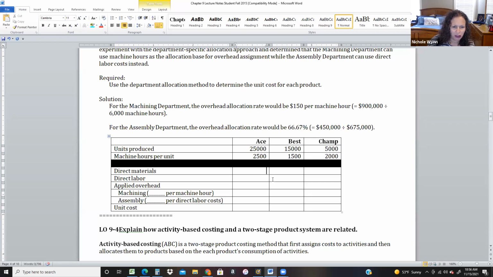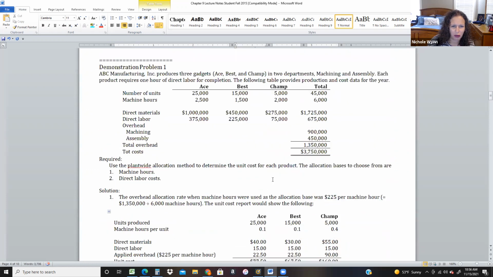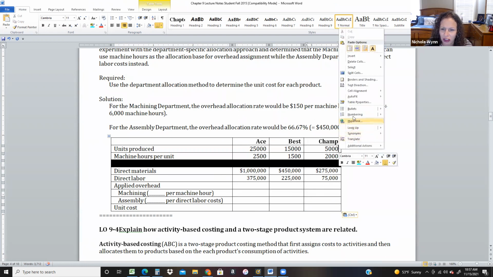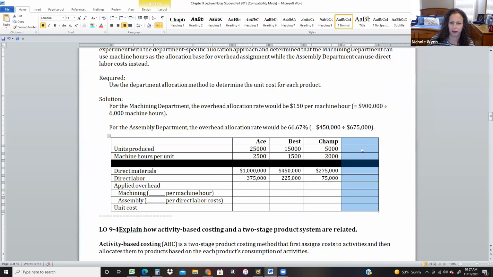So direct materials and direct labor were given in total. I'm going to take those numbers, copy and paste them, and see if that works. Good. These are the direct material and direct labor numbers for each. And then we need to figure out how to apply overhead. So I'm going to insert a column to the right for total.